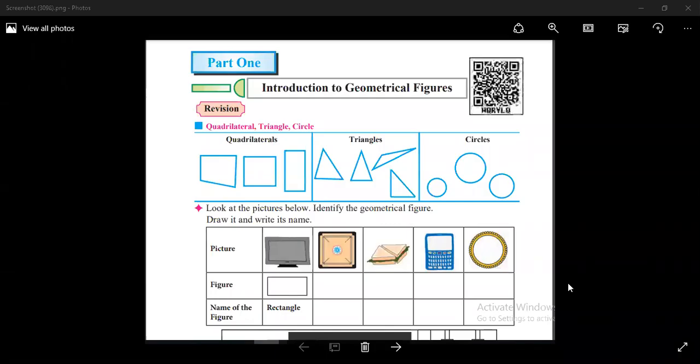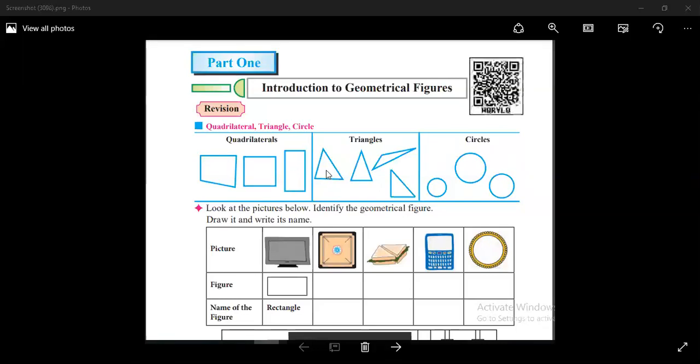Today I am going to teach math subject and lesson number 1, Introduction to Geometrical Figures. Now children, you can see the different geometrical figures here like quadrilaterals, triangles and circles. Now for quadrilaterals you will find there are 4 sides and 4 corners. For this rhombus, square and this is the rectangle.